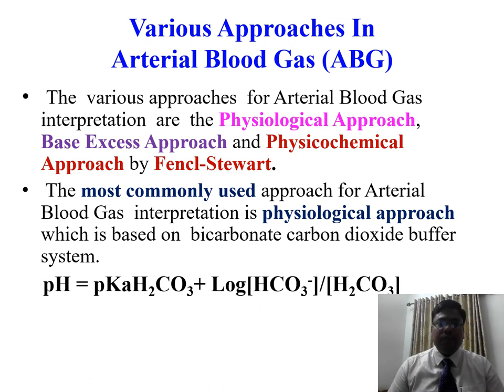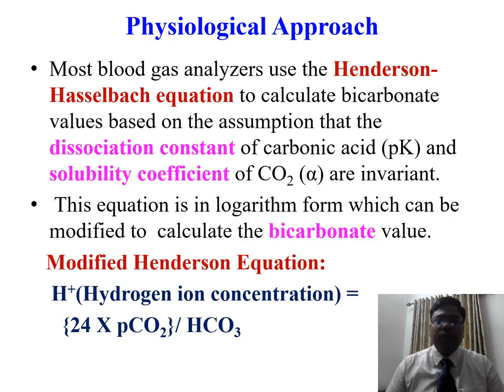dioxide buffer system. So pH is equal to pKa plus log of bicarbonate divided by carbonic acid. Most blood gas analyzers use the Henderson-Hasselbalch equation to calculate bicarbonate values based on the assumption that the dissociation constant of carbonic acid and solubility coefficient of carbon dioxide are invariant. This equation is in logarithm form, which can be modified to calculate the bicarbonate value.